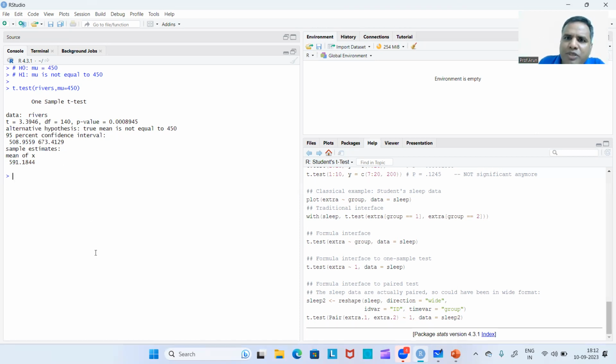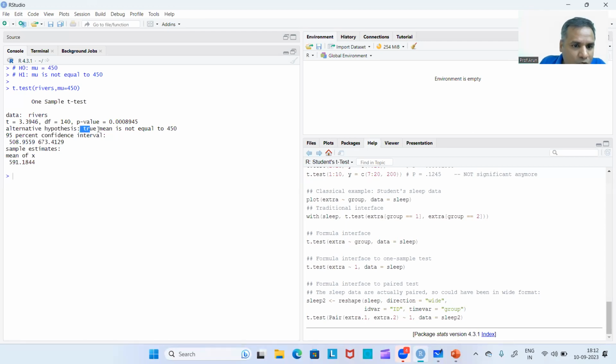यानी उस आदमी ने जो क्लेम किया था ना कि जो average length of river in America is 450, it has to be rejected. Simply looking at the t value. Second, see the p value. P is less than 0.05. Normally people don't see p and all. People go for p value. So my p is less than 0.05. Reject the null. उस आदमी ने झूठ बोला है. The average length of rivers in America is not 450.